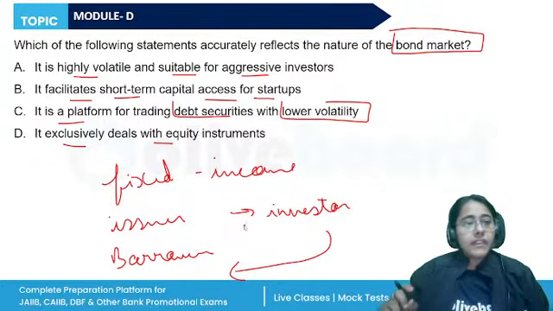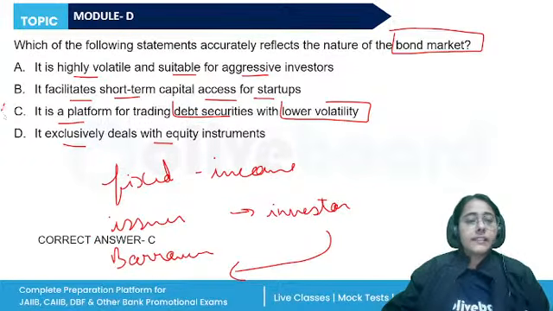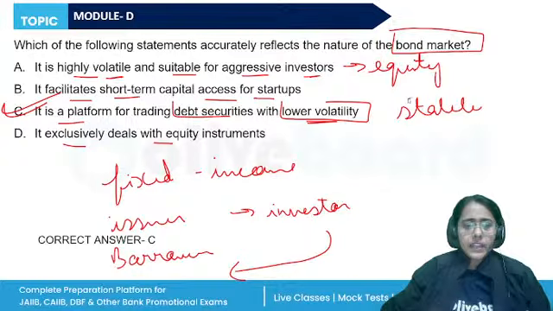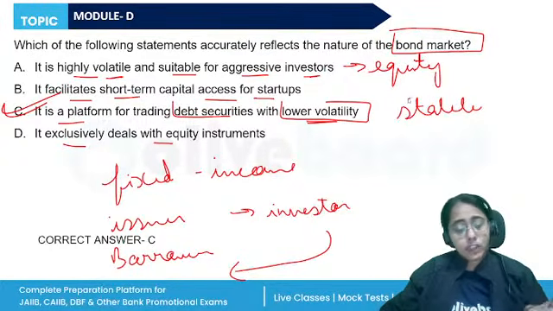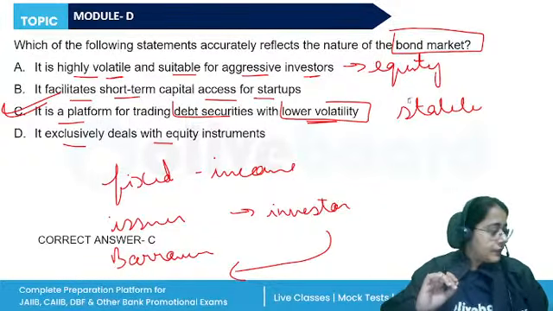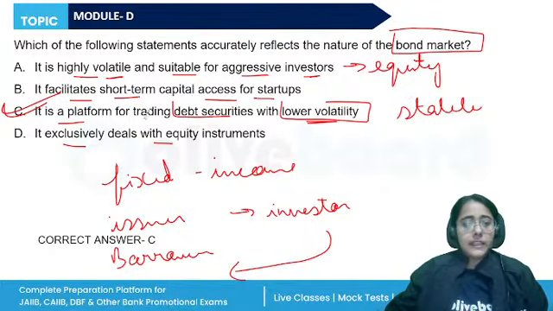When we are talking about the bond market, it is for trading debt securities with lower volatility. Highly volatile and suitable for aggressive investors describes the equity market. The bond market is stable. The returns are stable and do not vary much. Bonds are issued by issuers for raising capital of a long-term nature, not short term. So the correct answer should be C: it is a platform for trading debt securities with lower volatility.